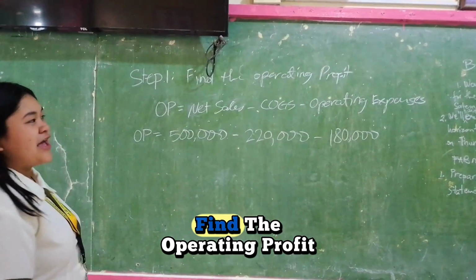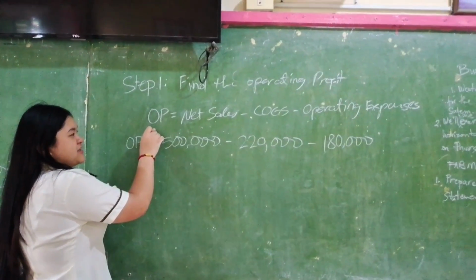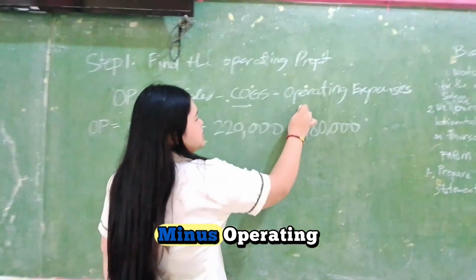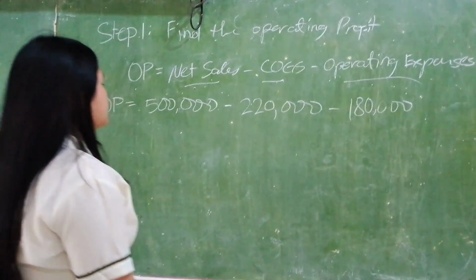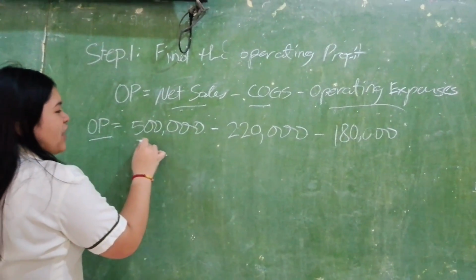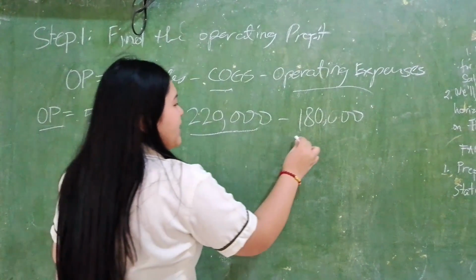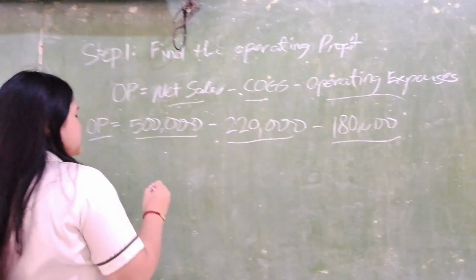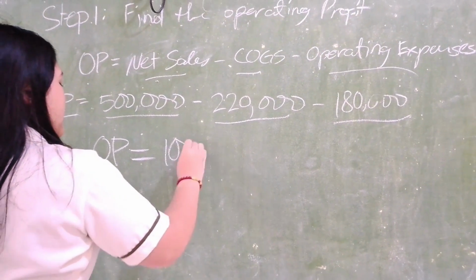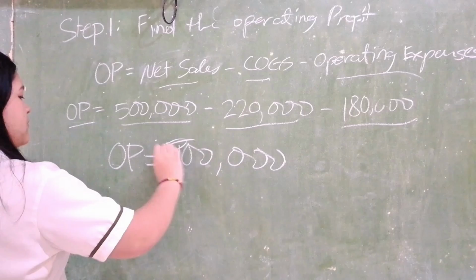Step 1. Find the operating profit. Operating profit equals net sales minus COGS minus operating expenses. So here it is. Operating profit equals 500,000 minus 220,000 minus 180,000. So our operating profit is equal to 100,000.